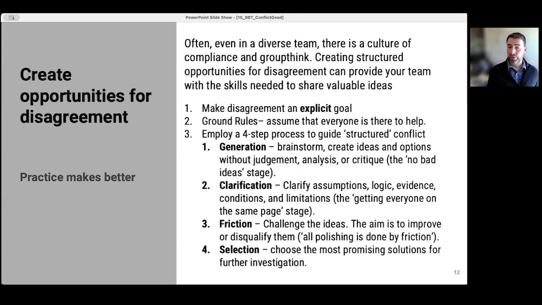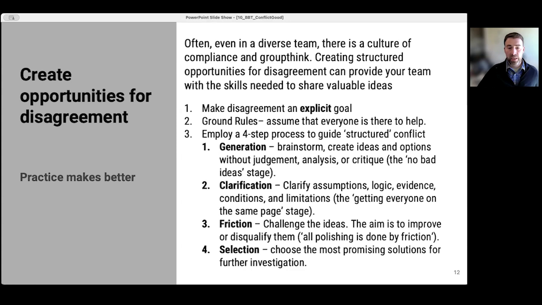So there's a set of rules here. Make it a goal. When you're putting together your collaborative agreement, really make a statement that says, I want us to disagree. I want us to go through that storming phase. Set some ground rules. Set the assumption that everybody is there to help. If someone questions you, welcome it.